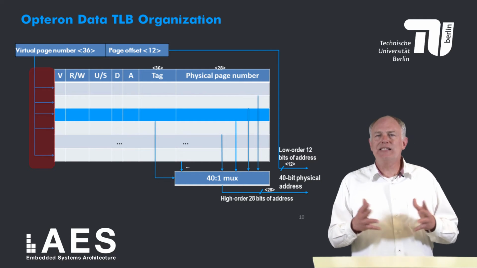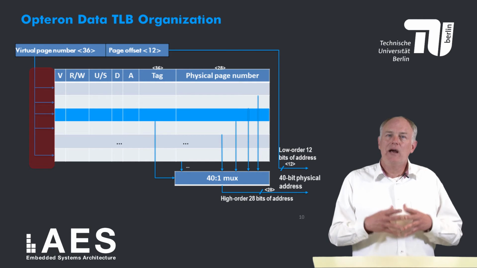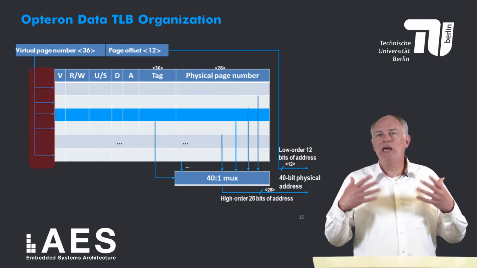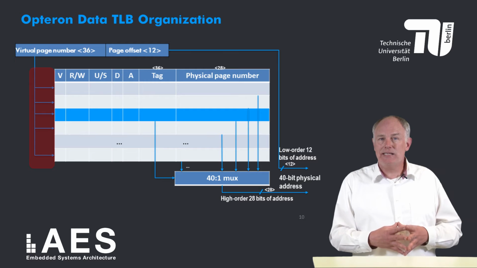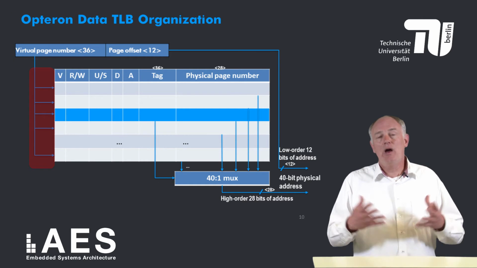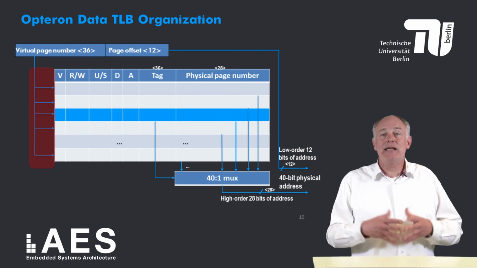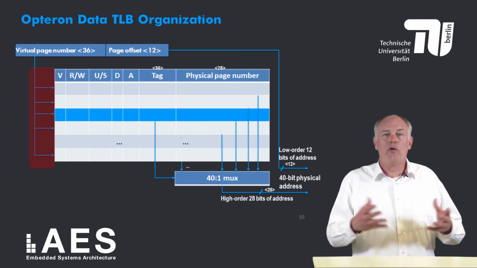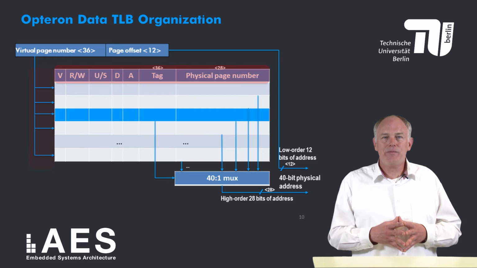40 entries? That's an odd number. Well, while many cache parameters have to be a power of 2 for fast access, the associativity doesn't have to be a power of 2. Apparently, the AMD designers had room left on the chip for a 40-entry TLB.